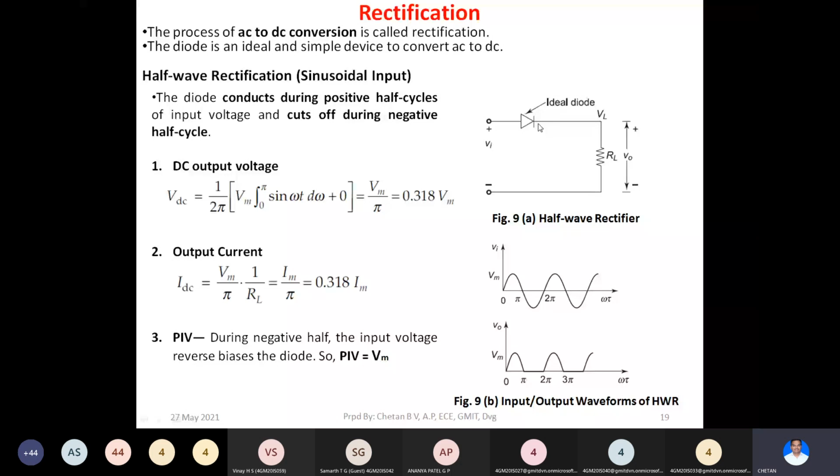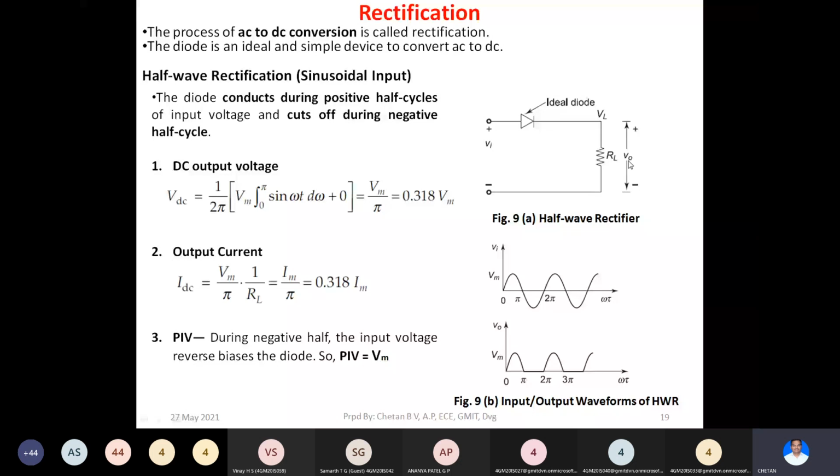Whenever there is a positive half cycle on this Vi, the positive terminal of this supply or transformer secondary will be connected to the positive terminal of the diode, and in turn the negative terminal of the diode will be connected to the negative terminal of the transformer or the supply.